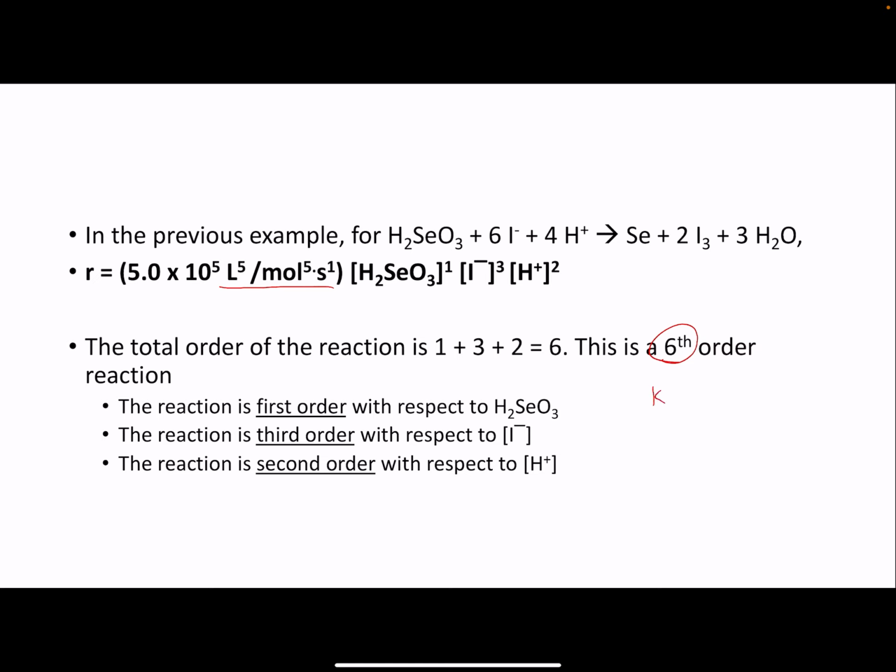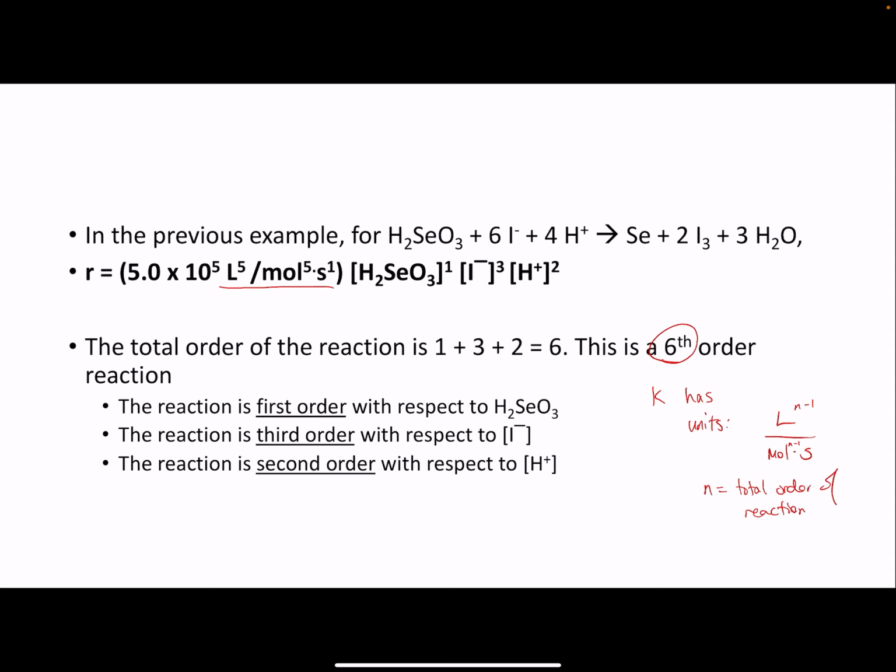The units on K are as follows. The units for K are always liters over mole per second, and there's an exponent of n minus 1 on liters and moles. The n represents the total order of the reaction. So the higher that is, the higher the exponents are on the units of K. So that's the purpose of the total order, really, for our concern at this point.